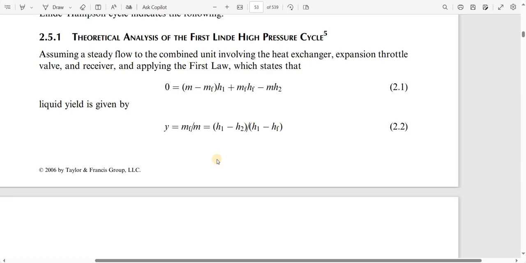Theoretical analysis of the first Linde high pressure cycle, assuming a steady flow to the combined unit involving the heat exchanger, expansion throttle valve and receiver, and applying the first law, which states that 0 equals (m minus m_f) h1 plus m_f h_f minus m h2. Liquid yield is given by y equals m_f divided by m equals (h1 minus h2) divided by (h1 minus h_f).